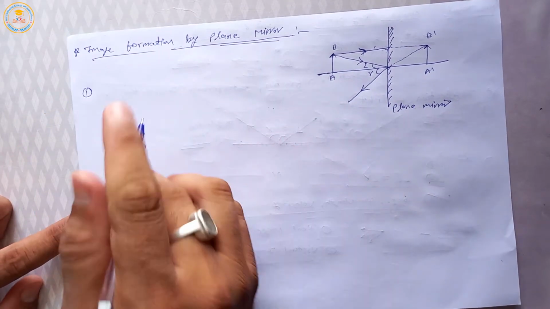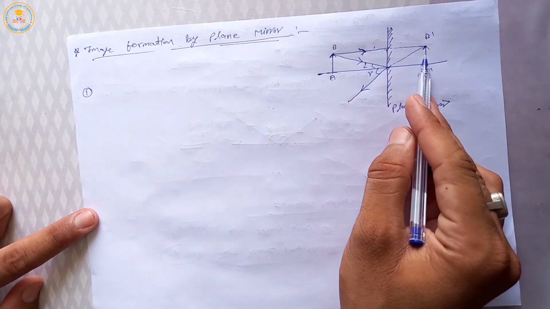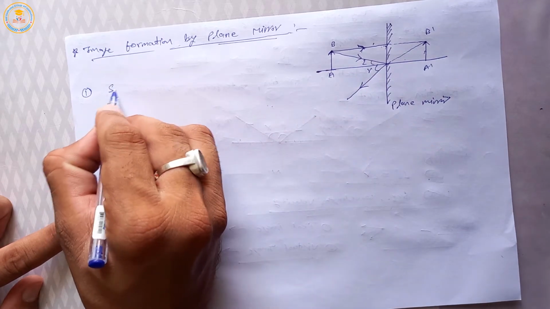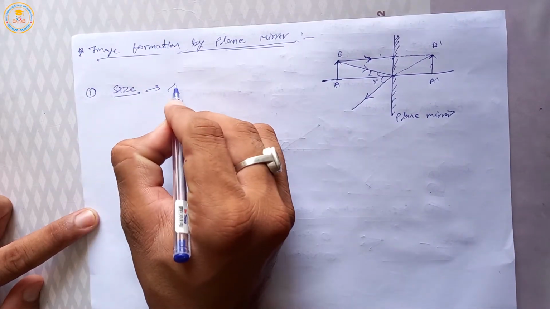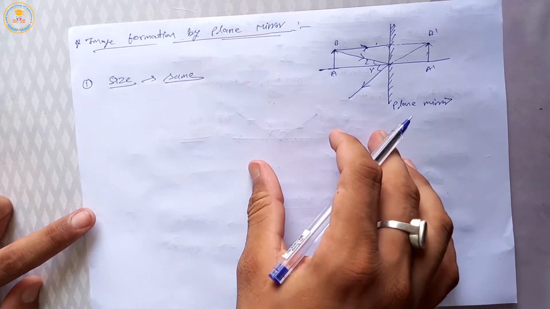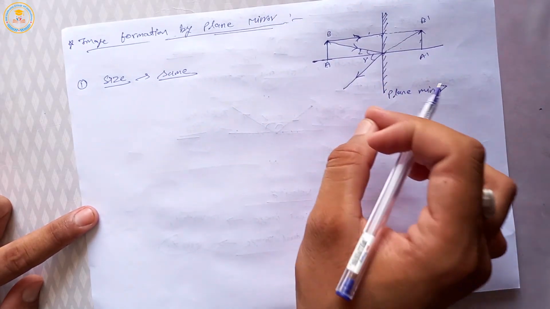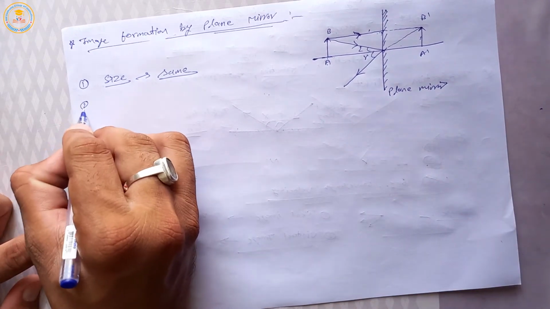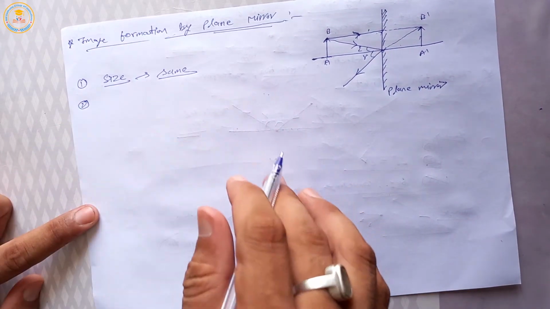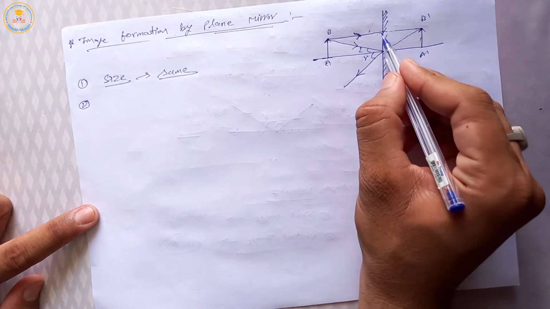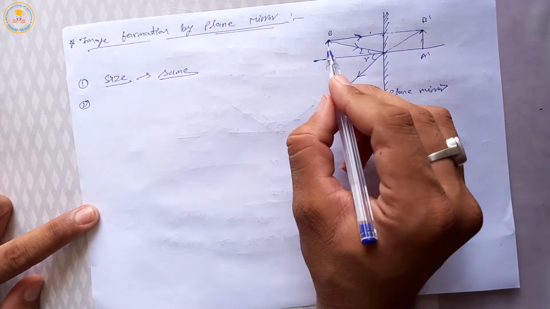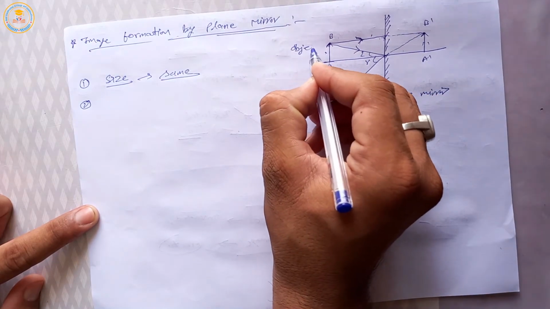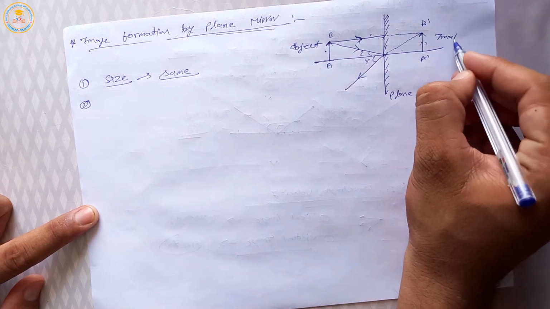First point is the size of the image. The size of the image is the same as the object. Here size remains the same. Okay, so we can say the size of the image is equal to the size of the object. Okay, second is the distance of the image from the mirror. This is the mirror and this is the object, this is the image.